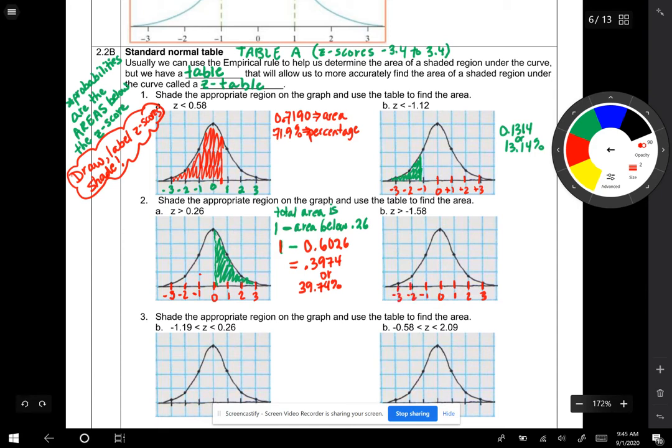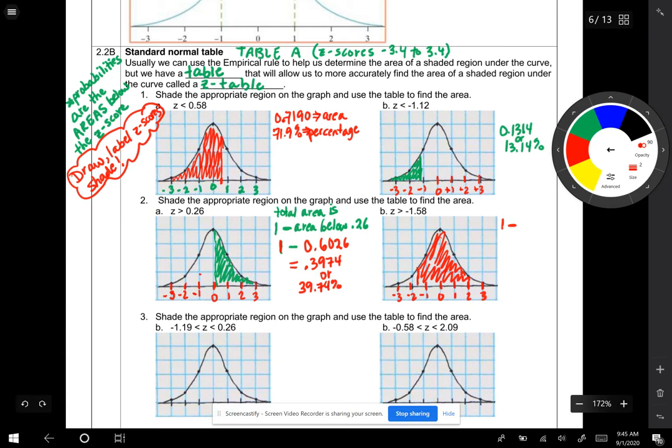Okay, over here, we want greater than negative 1.58. So right here is like halfway. So we want this shaded region. So that definitely is going to be more than 50%. So we are going to do the 1 minus because we want anything to the right.